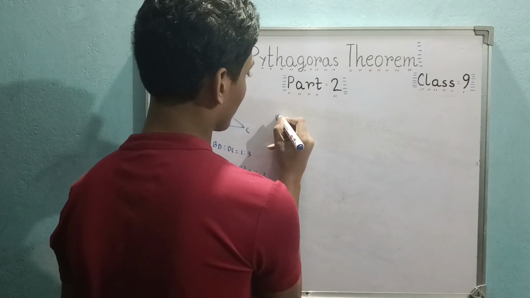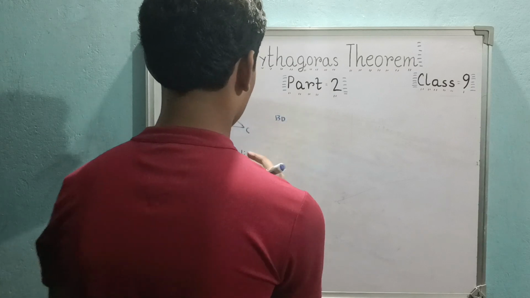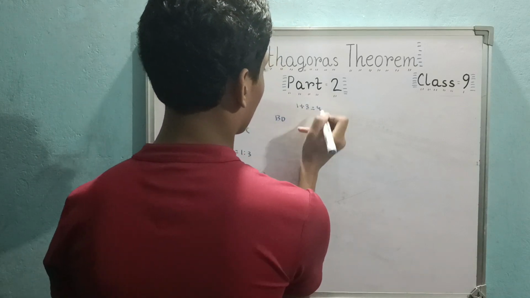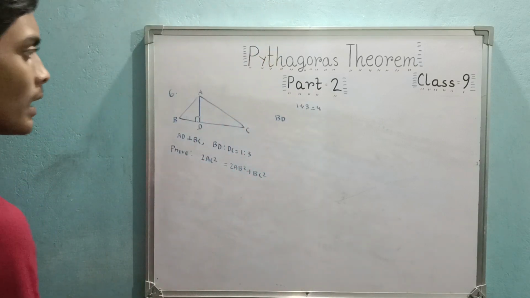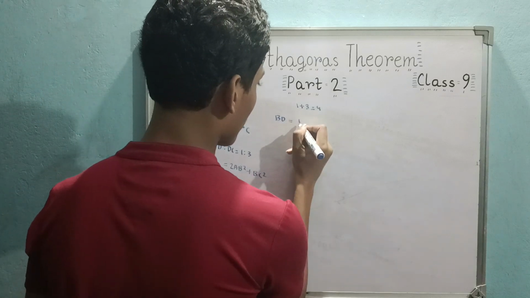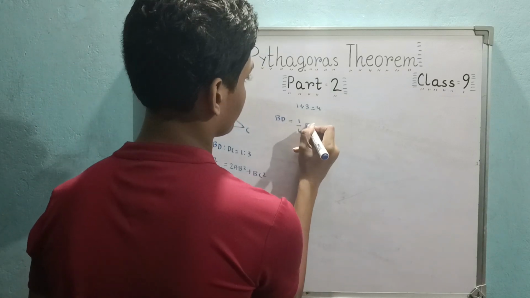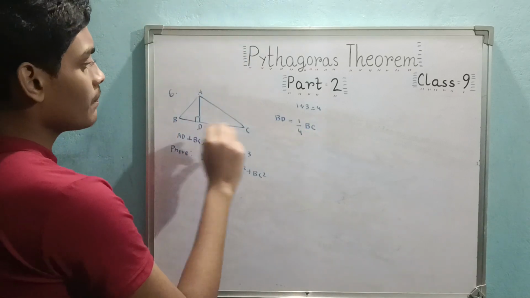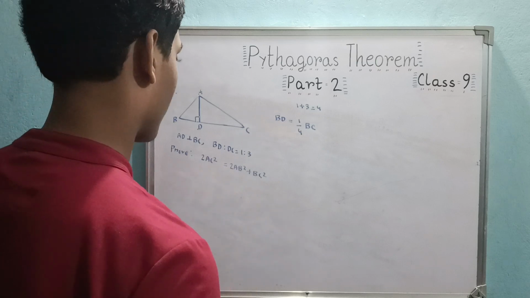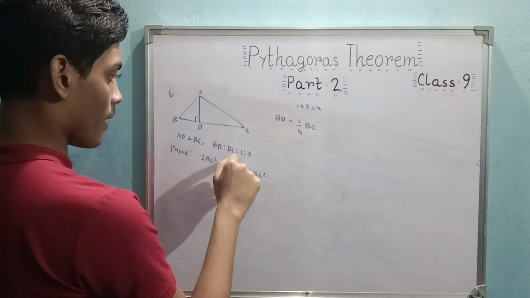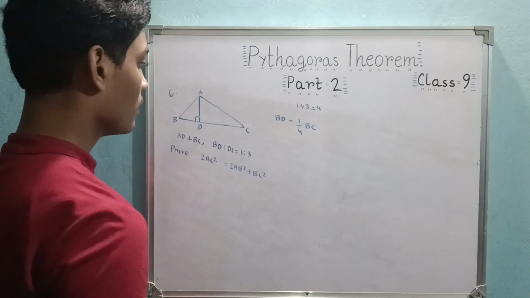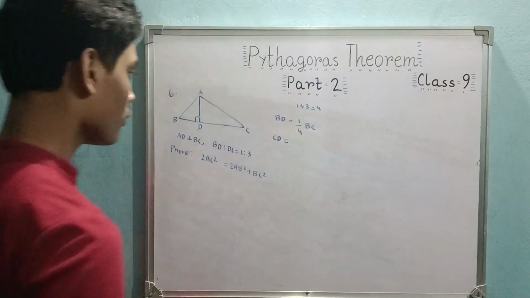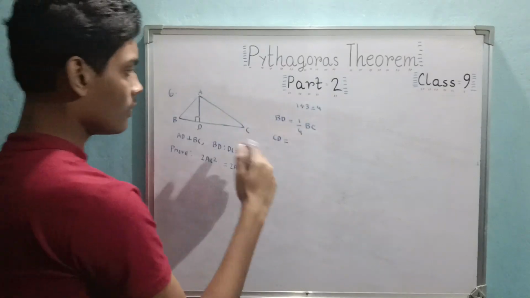So see, BD equal to what then? Here the sum of ratio 1 plus 3 equal to 4. Then BD equal to what? 1 by 4 parts of BC. Isn't it? See, BD plus CD means we get 4 parts. BD is 1 by 4 parts of BC. And CD is what? CD is 3 by 4 parts of BC. That's okay.